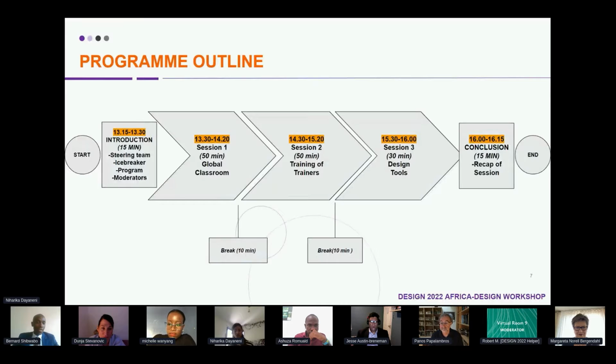This is the outline. The introduction, as you can see, with the steering team, whom I will allow to speak after this slide. Then we'll have session 1, about the global classroom, which will be facilitated by a number of facilitators who are already here. Then we have another session, for which I happen to be one of the facilitators, and I'm already here. The third session is on design tools, a practice-oriented and highly practical session. After that, we'll do a bit of a recap before we end. We expect a very interesting, interactive session. We are here mainly to exchange ideas, and that's what we look forward to during today's session.